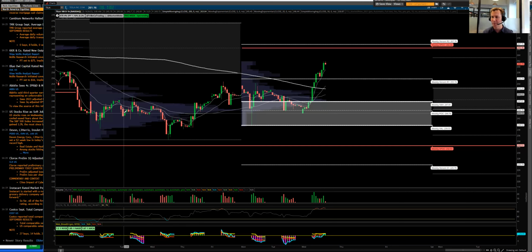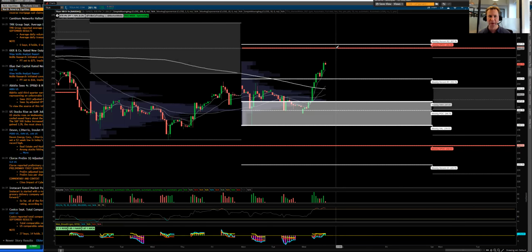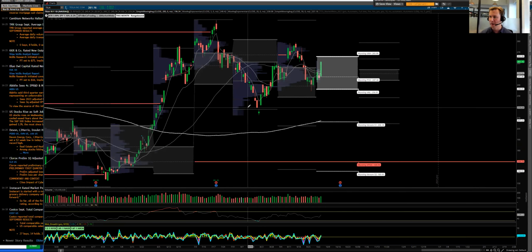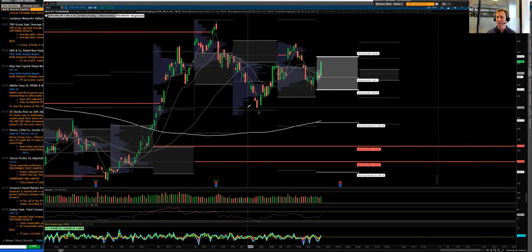So Tesla may not be done here, because you could see we've got one of these virgin point of controls at 266. So that would be a short-term price target that I would be looking at. And also notice how that lines up with the top of value for the month, which is 265.82. So if you're looking for a short-term area to trim, just a few bucks away, $4 or $5 away, and then you can kind of watch from there.